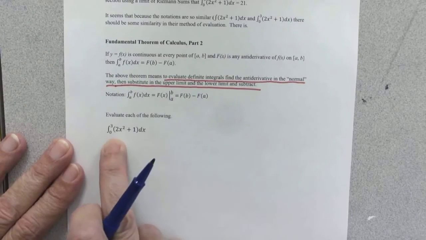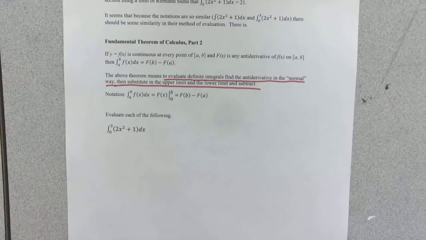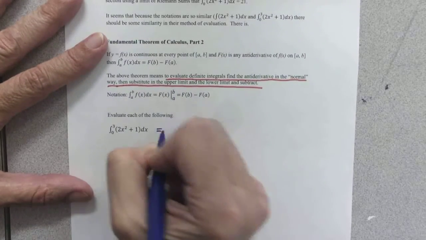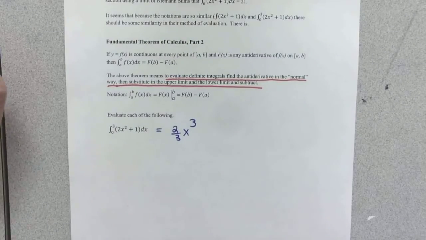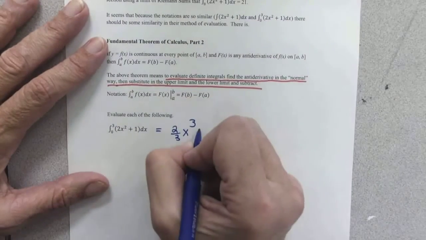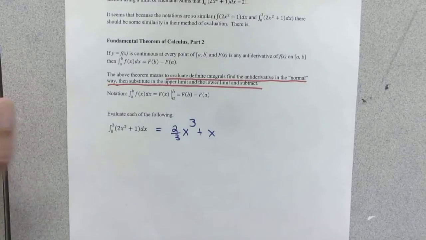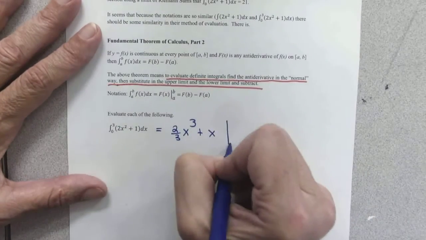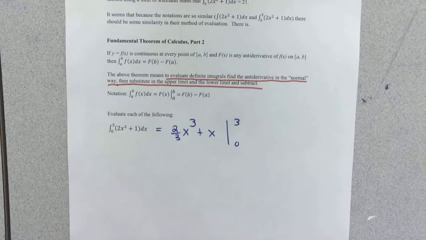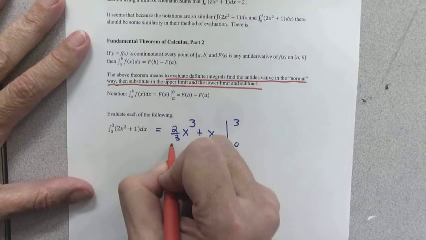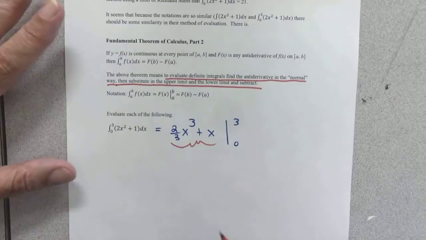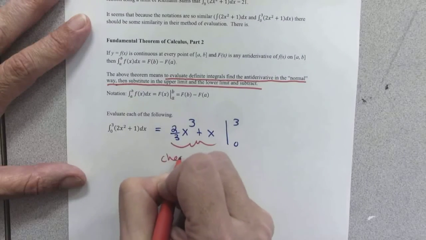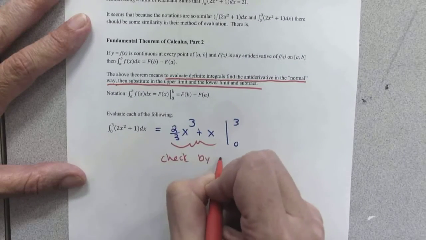So let's just practice. We already know that the answer to this one should be 21. Let's get it the easy way. I start by finding the antiderivative. Increase the exponent by 1, multiply by the reciprocal of the new exponent. The antiderivative of x to the 0 is x. And now evaluated from 0 to 3. Notice no plus c. There is not a plus c because these are definite integrals, and in a definite integral the answer is going to be a number, so I don't need the plus c. Now this part right here should check by differentiation.